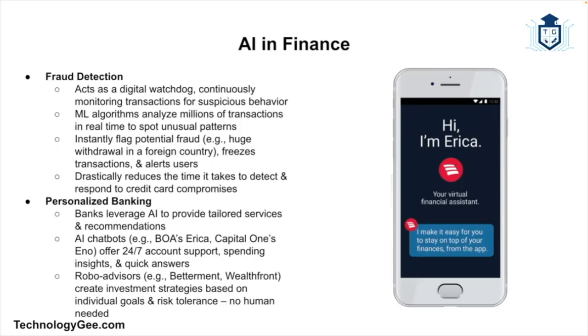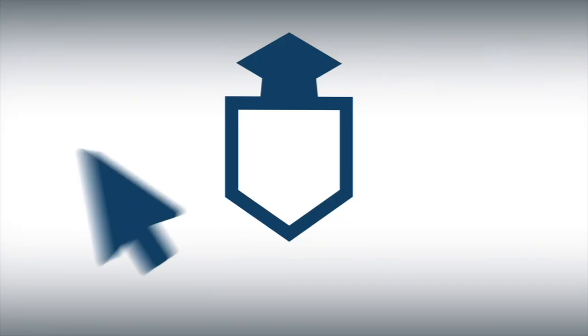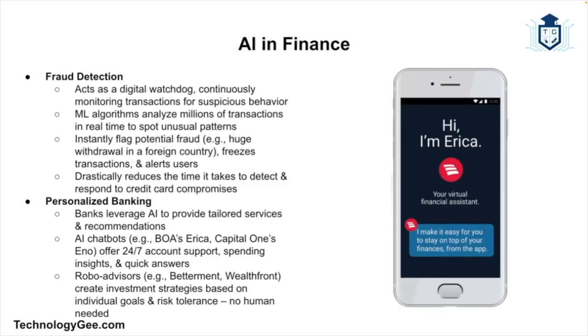Then there's personalized banking. Banks are using AI to deliver smarter, more personalized services. You have chatbots like Bank of America's Erica or Capital One's Eno, which can check your balance, track spending, and answer questions 24/7. Also, AI-powered financial advisors, called robo-advisors, like Betterment and Wealthfront, help you invest based on your goals and risk tolerance, so no human advisor is required.